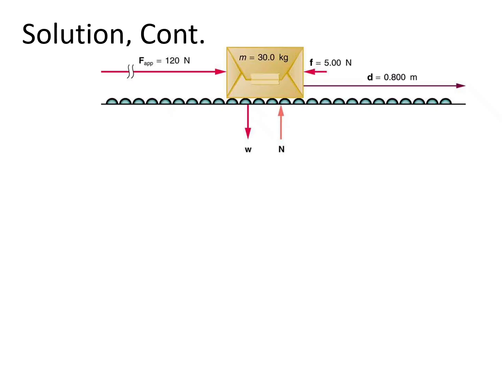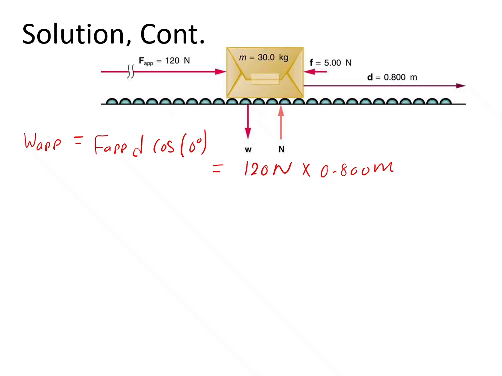For part C, we calculate the work done by each force separately. The applied force is in the same direction as the displacement. So the angle is 0 degrees, and we can write W applied equals F applied times d cosine 0 degrees, and this equals 120 newtons times 0.8 meters, and this gives us 96 joules.